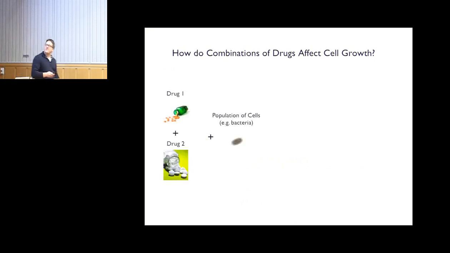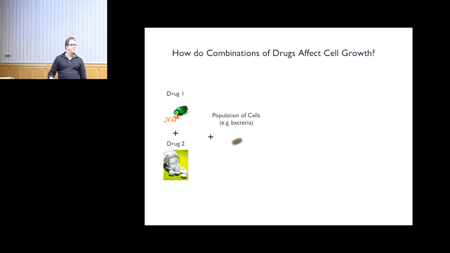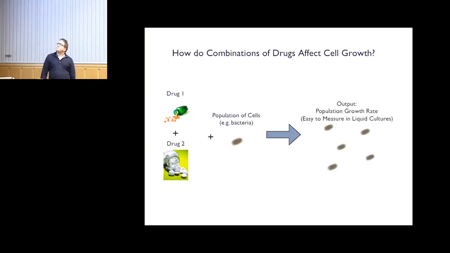The system that we're looking at is a population of cells, typically bacteria. So we'll see E. coli, Staph aureus, a few different types here. Then the output, the thing we're measuring, is something that's very simple to measure. It's population growth. So it's just the increase of the population over time and the exponential rate at which it grows.